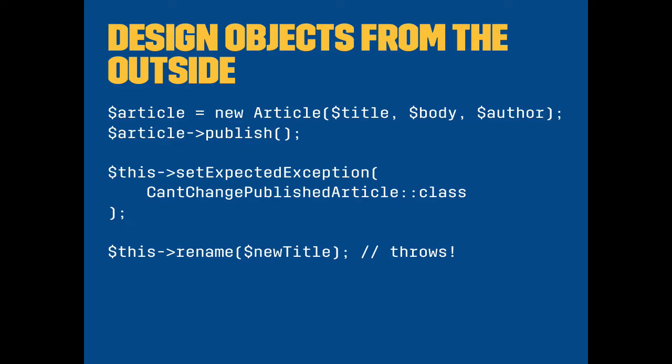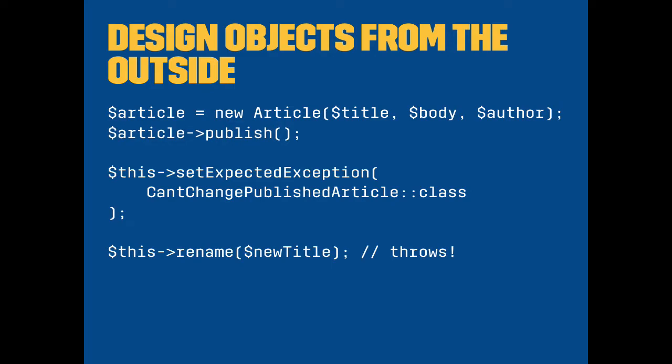This sounds weird if you're used to thinking, okay, I need to have an article, and an article is a title and this and that. That's this data-centric habit. But if you start with, I need to have an article, and my customer says this article needs to be able to be published, and they have this business rule that says, well, when an article has been published, we cannot change the title anymore.